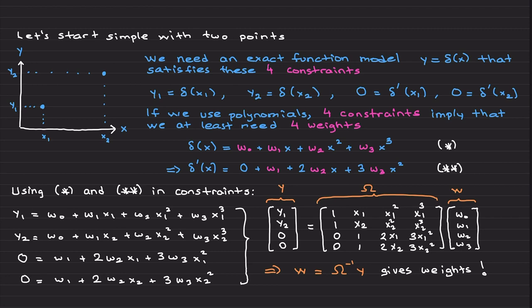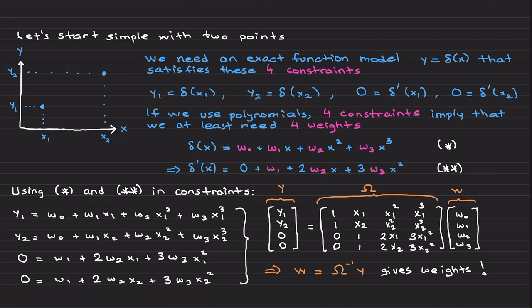All right, so let's start simple with the 2 points I mentioned. Now I would like to give the mathematics behind this. At x1, I want to be at y1. At x2, I want to be at y2. So we need an exact function model that satisfies these constraints. This is the function delta that I am going to define, and I will teach you how to define it precisely. Delta at x1 should be y1, and delta at x2 should be y2.